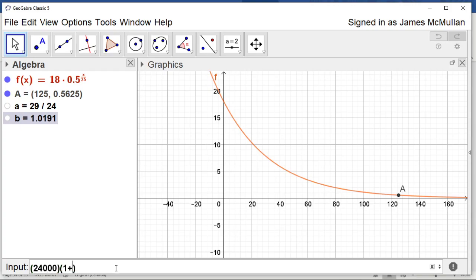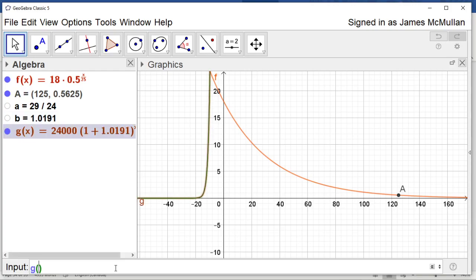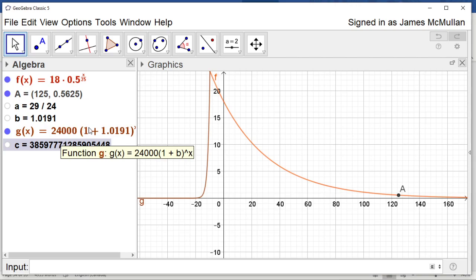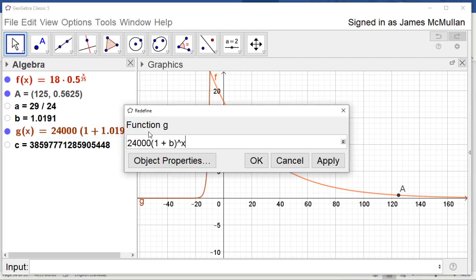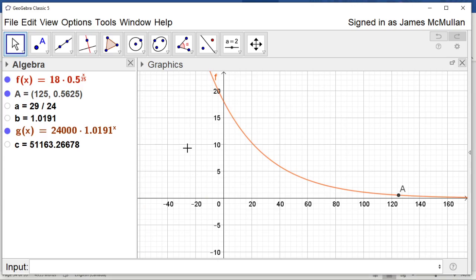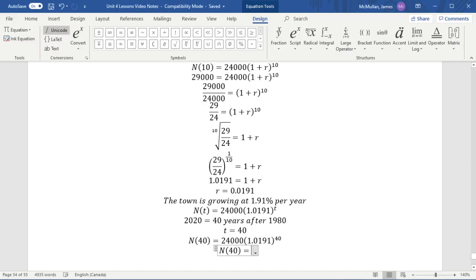24,000, 1 plus b to the power of x, and then g of 40. Oh, right. It's obviously not the right answer. So you see what I did? I put 1 plus 1.0191. I shouldn't have done that because in my question b already has the 1 at the front. So the answer is 51,163 people.